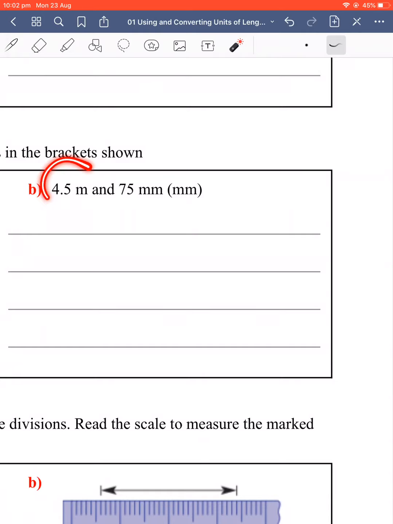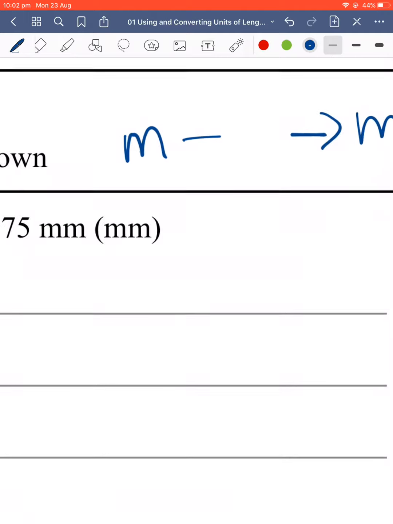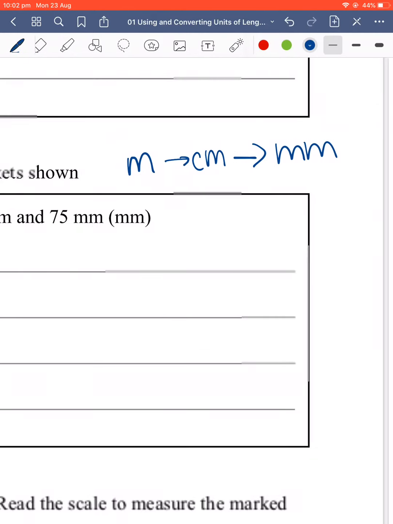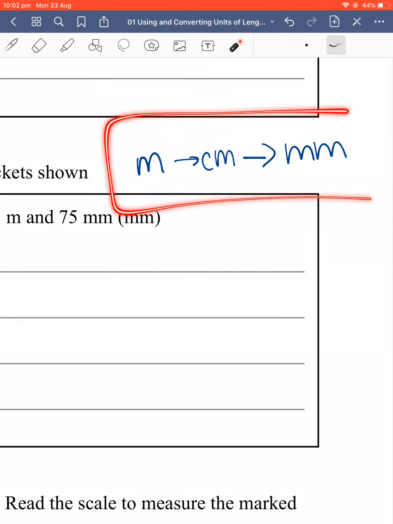So I'm going from meters and millimeters, and I want to turn it just into meters. Just as a little reminder, I'm going from meters and I want to go to millimeters. To actually get to millimeters, I have to go through centimeters. So let's put that in so we keep track of it and we don't miss a step. A good way to do things is in a stepwise fashion.